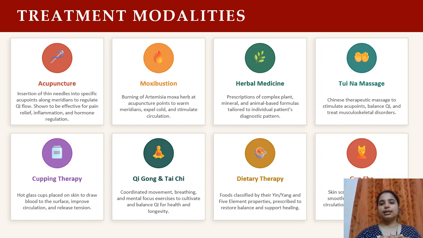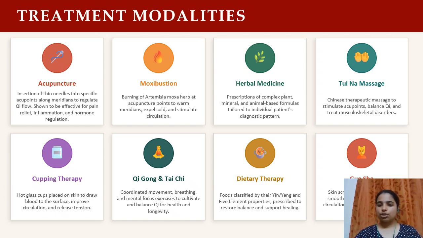Now, next modality is herbal medicine. In herbal medicine, we have plant herbs as well as minerals as well as animal-based formulas, which are formulated according to the patient's individual needs. That is, no two patients may get the same medicine for the same symptoms they are showing. That is how the holistic system of medicine works.